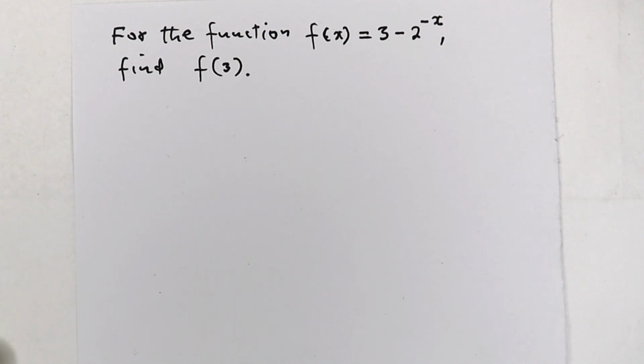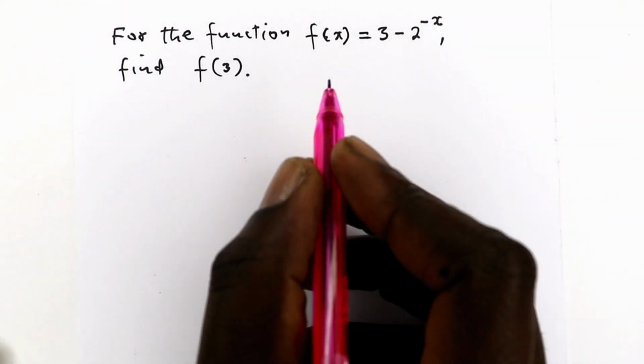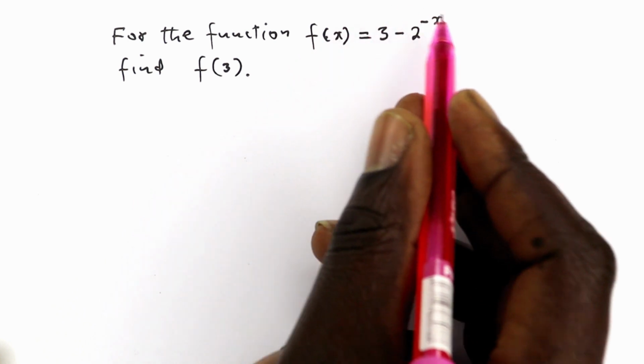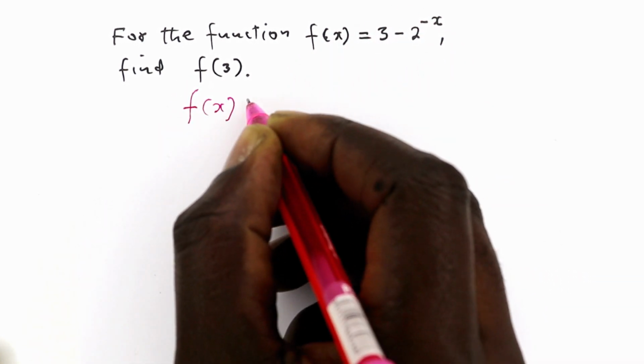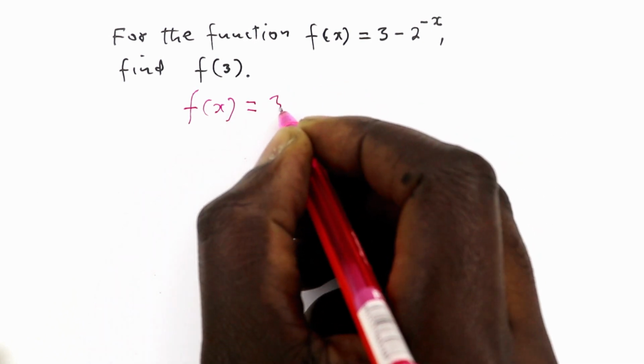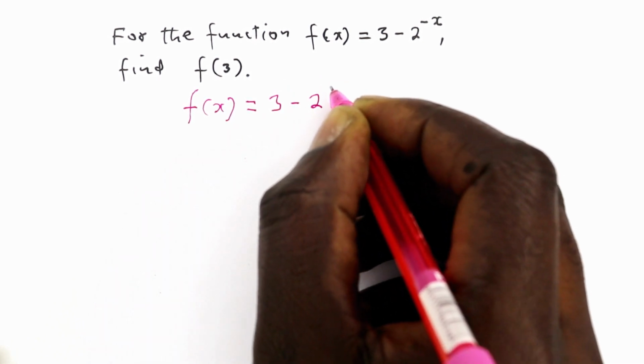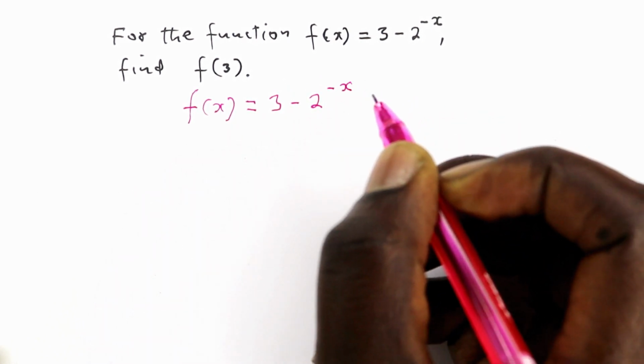Let us look at this equation from functions. For the function f of x is equal to 3 minus 2 raised to the power negative x, find the value of f of 3. So the first thing you need to do is just rewrite the function, that is f of x is equal to 3 minus 2 raised to the power negative x.